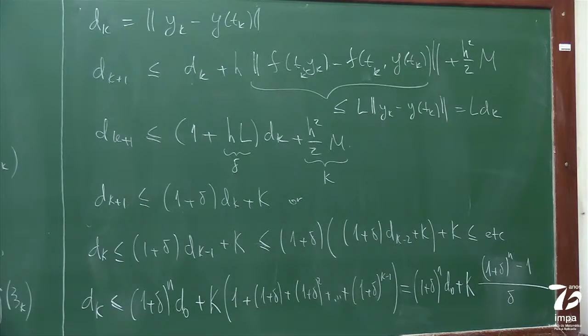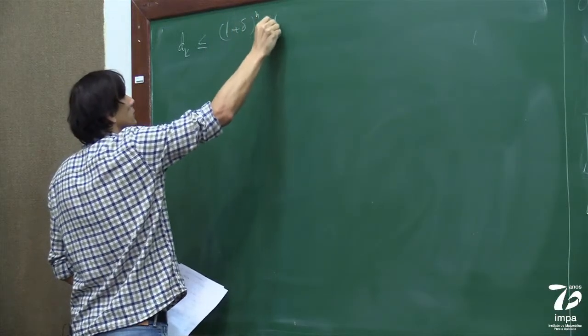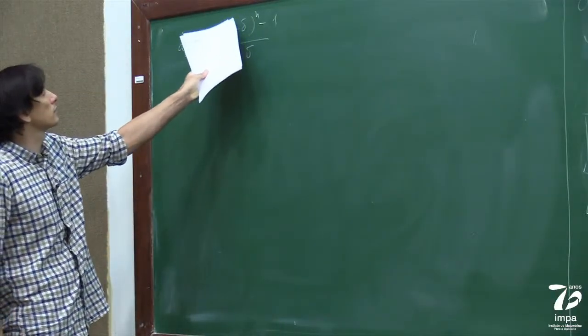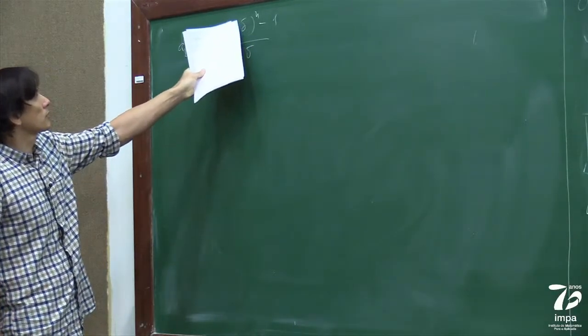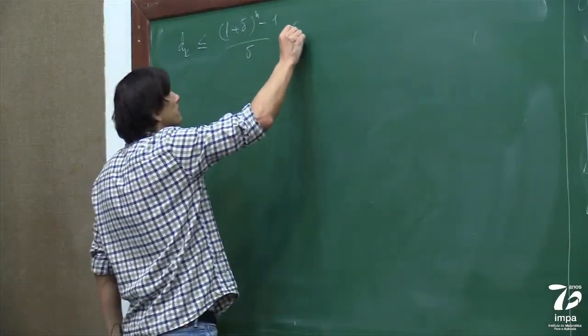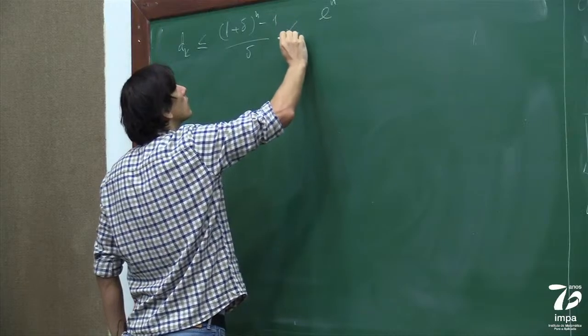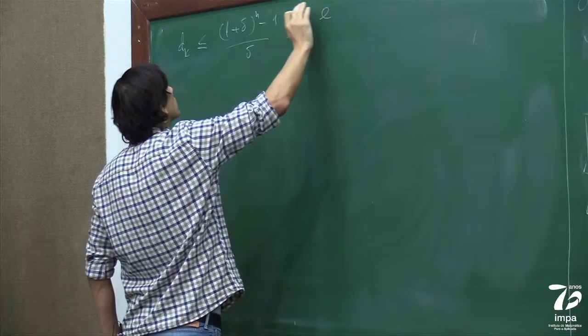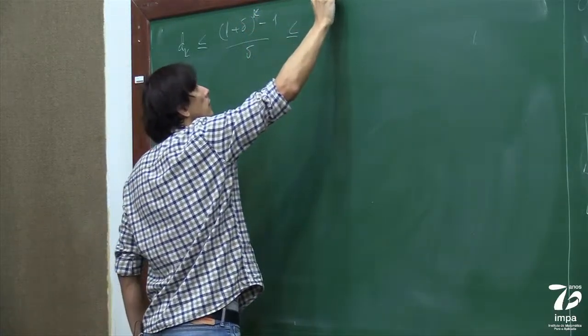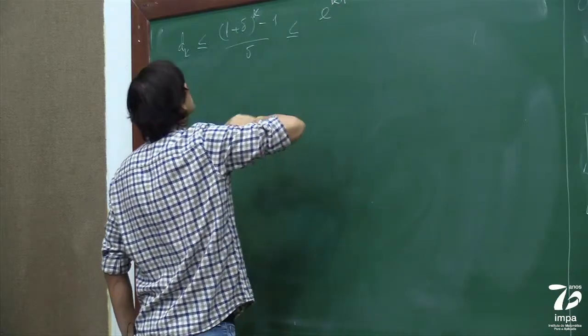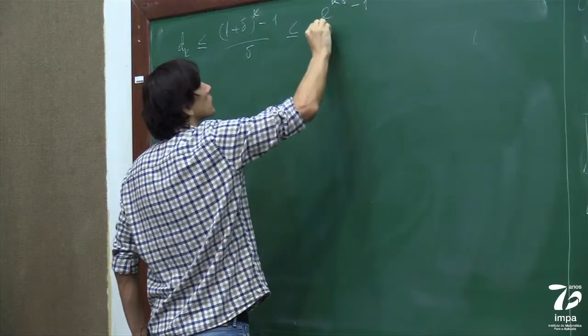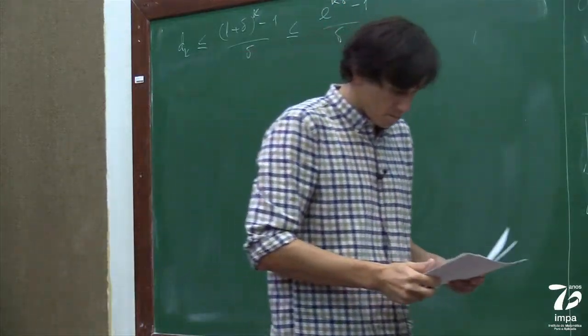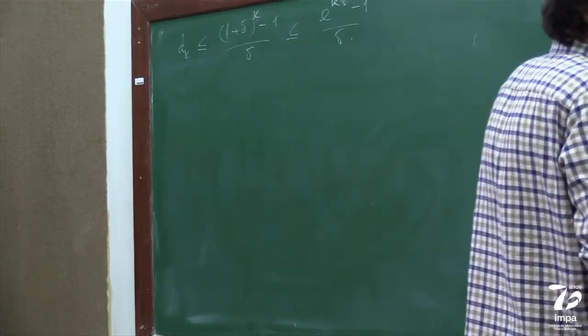So d0 is 0, because at the initial moment we don't have an error. The first points are exactly the same, it's the initial condition. So dk is smaller or equal to (1 plus delta)^n minus 1 over delta. But now this is smaller than exponent of delta, for delta positive, so exponent of k h delta, minus 1 over delta. Okay.